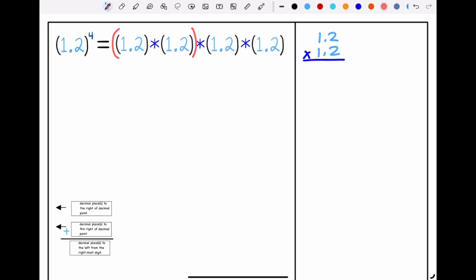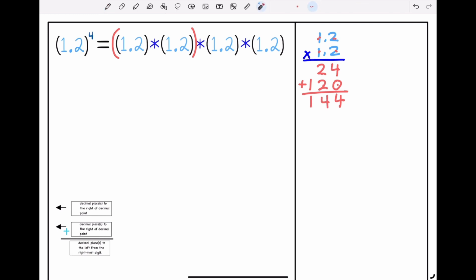So let's begin multiplying. 2 times 2 equals 4. 2 times 1 equals 2. Bring a 0 over. 1 times 2 equals 2. And 1 times 1 equals 1. So we'll add them. 4 plus 0 equals 4. 2 plus 2 equals 4. And we bring the 1 that's by itself.